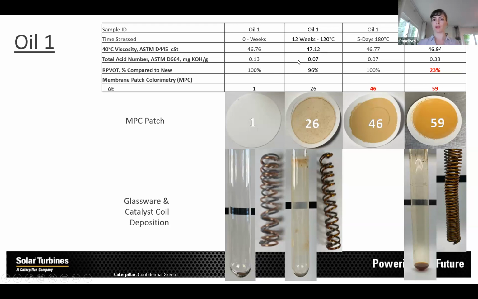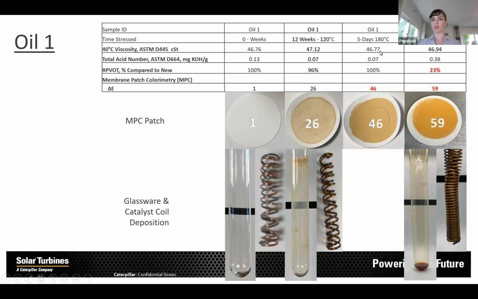Tan is within the margin of error of the baseline. Not much consumption of the antioxidants, but we do see the MPC increasing from 1 to 26. So even at this lower temperature regime, we start to see some degradation mechanisms in play. The presence of varnish is also confirmed by the amount of deposition that we see on the glassware itself, where not only is there coloring of the glassware, but we also see a certain amount of haziness, which tells us that there's a layer of varnish that has deposited on the glassware.